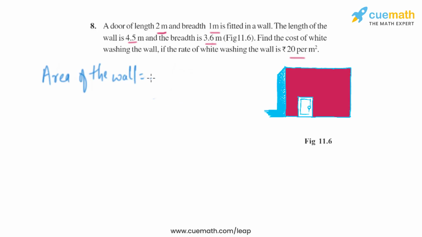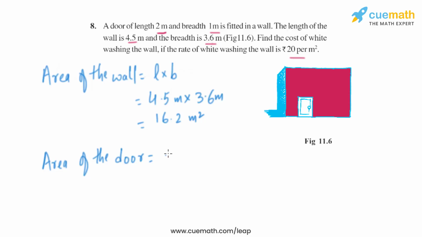As it is in rectangular shape, it's basically L into B. As the length is given, that is 4.5 meter, and breadth is given, that is 3.6 meter, we can easily find the area of the wall. So we will get 16.2 square meter.